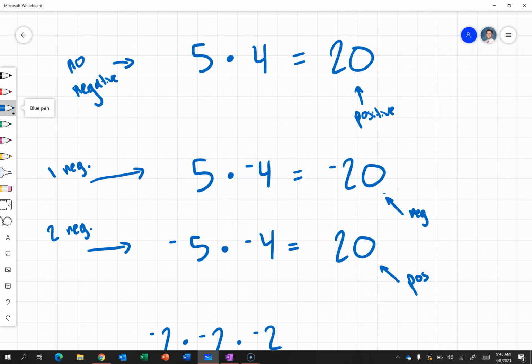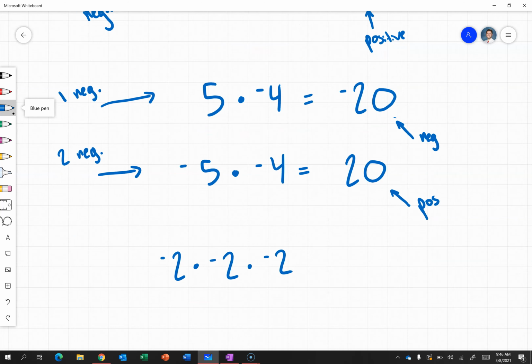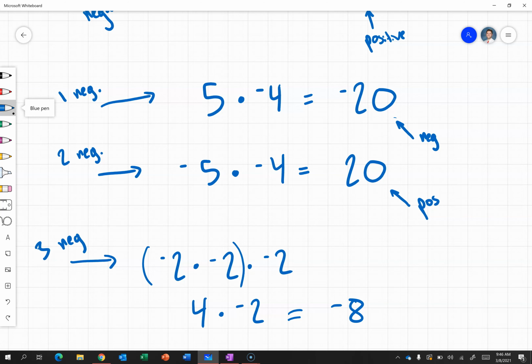So if you had to guess, what do you think would happen when we have 3 negative signs? Well, one way we could solve this is to start by multiplying negative 2 times negative 2. Now we know that when we have 2 negative signs, negative 2 times negative 2 will equal a positive 4. And then we're going to multiply that by a negative 2. So now we have 1 negative sign. And we know that a positive times a negative will equal a negative. So when we have 3 negative signs, our answer is negative.